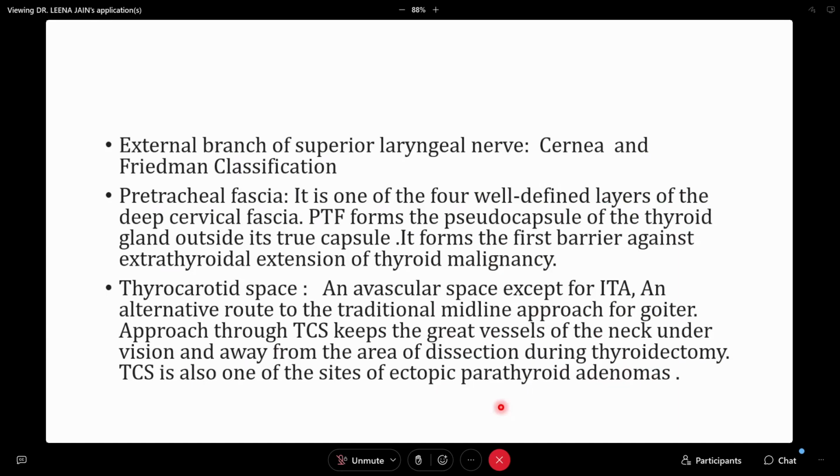One is the external branch of the superior laryngeal nerve and another one is your recurrent laryngeal nerve. The superior laryngeal nerve we identify at the superior pole of the thyroid. One of the classifications has been given by Cernea and Friedman for the superior laryngeal nerve branch. It depends on where it is located above the superior pole of the thyroid. There is one space around the superior pole of the thyroid where the superior laryngeal nerve lies.